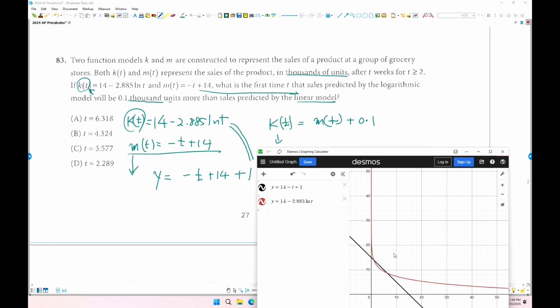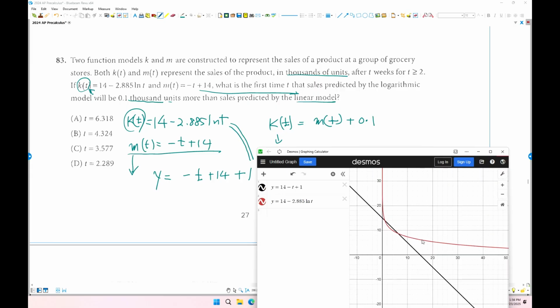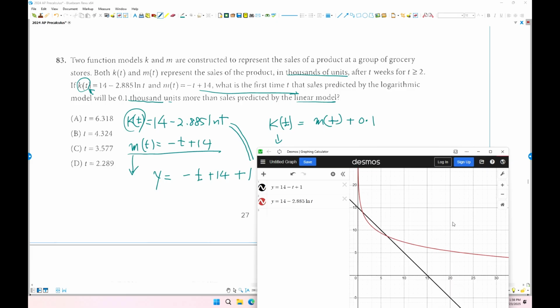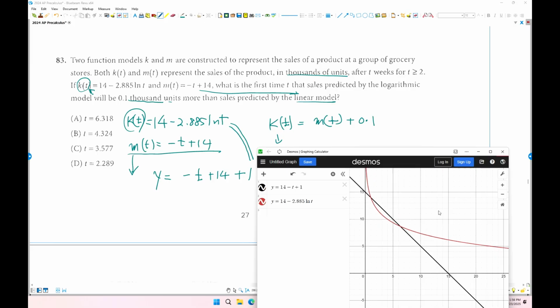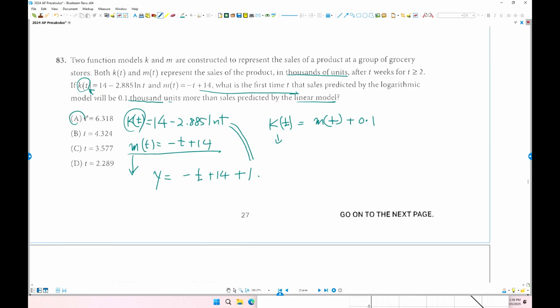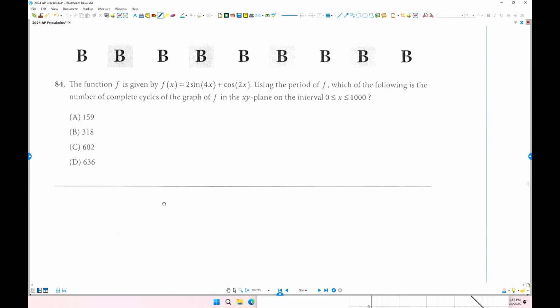So we have a graph of it, okay? This is the log, the red one, and the black one is linear. But t must be greater than 2, right? This one, 1.14, is not greater than 2. This is greater than 2, right? 6.318. Option A, we can see the number. At this point, they are equal, all right? Okay. The next one is 84.